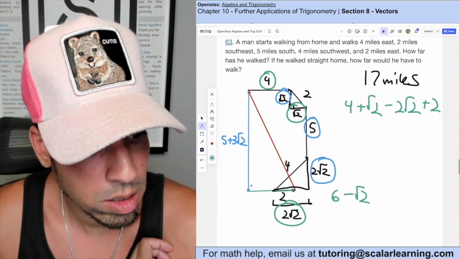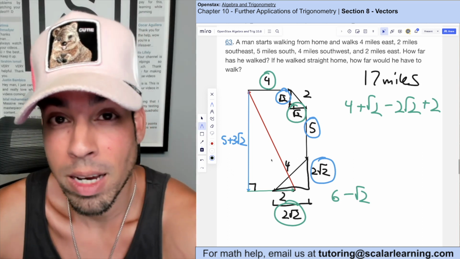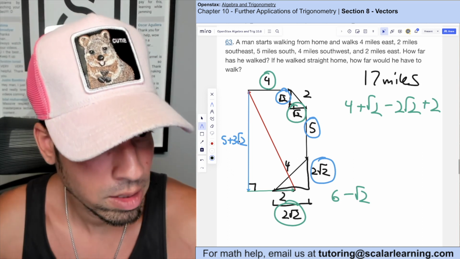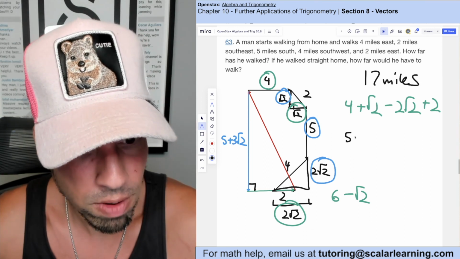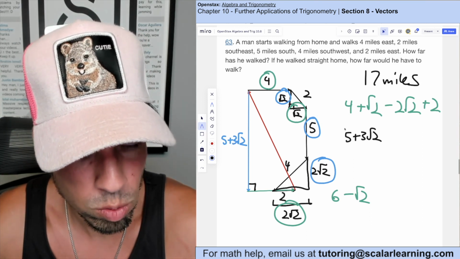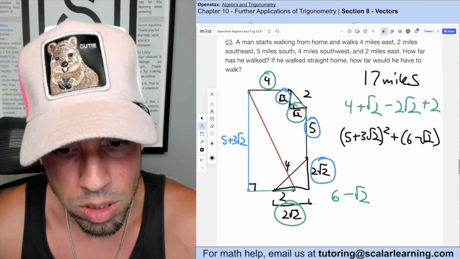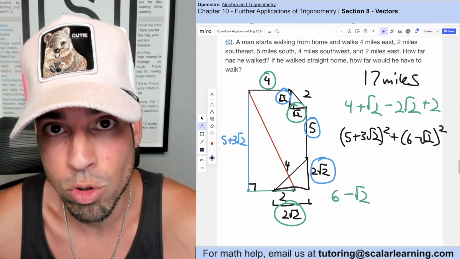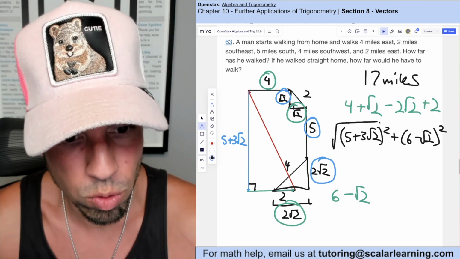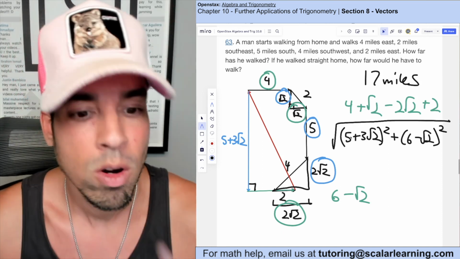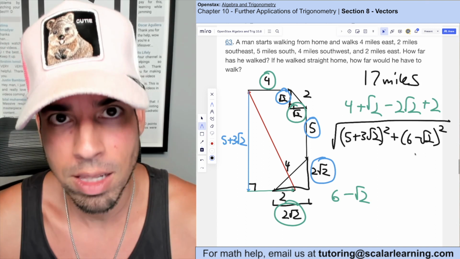So then I got 6 minus rad 2. And this is great because this is a right triangle, and I can use Pythagorean's theorem now, right? So I can say a squared, which is 5 plus 3 rad 2 squared, plus b squared equals the hypotenuse squared, right? But I don't want the hypotenuse squared, I want the hypotenuse. So if I take the square root of both sides of that equation, or basically of this expression, I get the length of the hypotenuse.